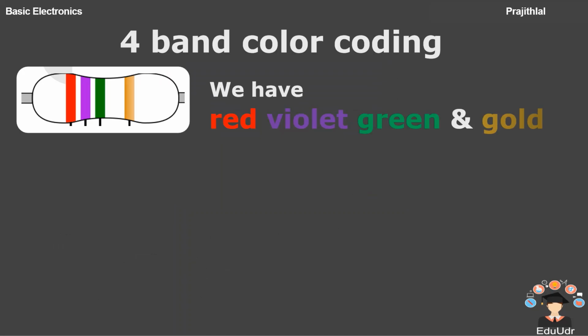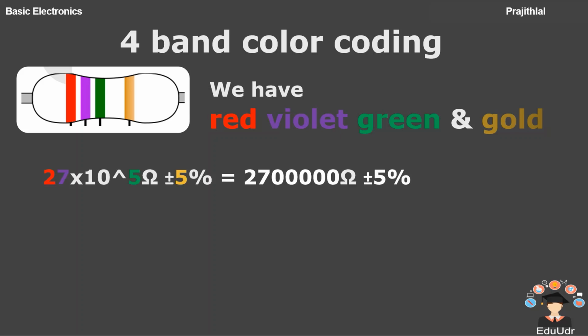Here we have an example. You can see that this is a 4-band color coding. In a 4-band color coding, the first two are significant figures, the third one is the multiplier, and the last one is the tolerance. The first two, red and violet, 2 and 7, are the significant figures, and the third one is the multiplier, so we have taken 10 raised to 5. And for the last color, gold, we get tolerance, that is plus or minus 5%. All these values are taken from the color chart.